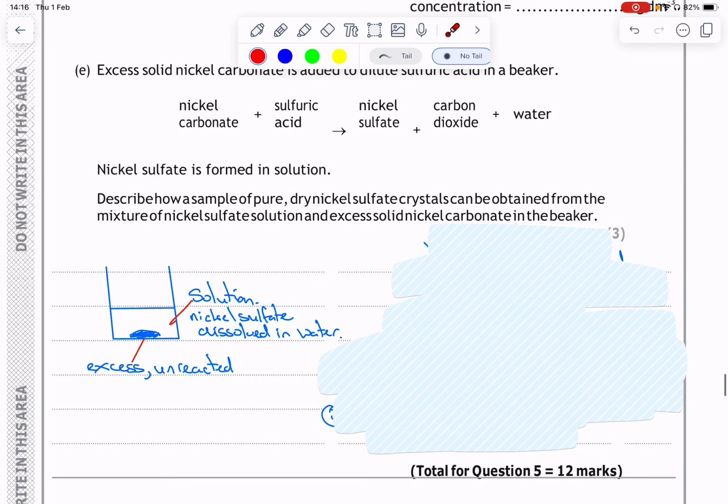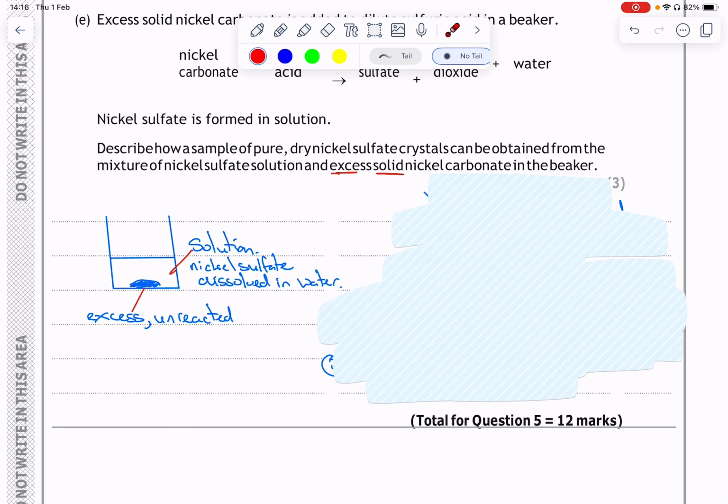So there's a couple of things here they've done to help us. They're telling me that we've got excess of this solid material inside the solution. So visually, when I think about this, this is what I've got in my mind. I've got my solution, which is nickel sulfate, and then here is my excess, the unreacted nickel carbonate. So if I'm going to remove something that is insoluble, because this is just sitting there, it's not reacted, it's insoluble, then the method I would use initially is I would filter.